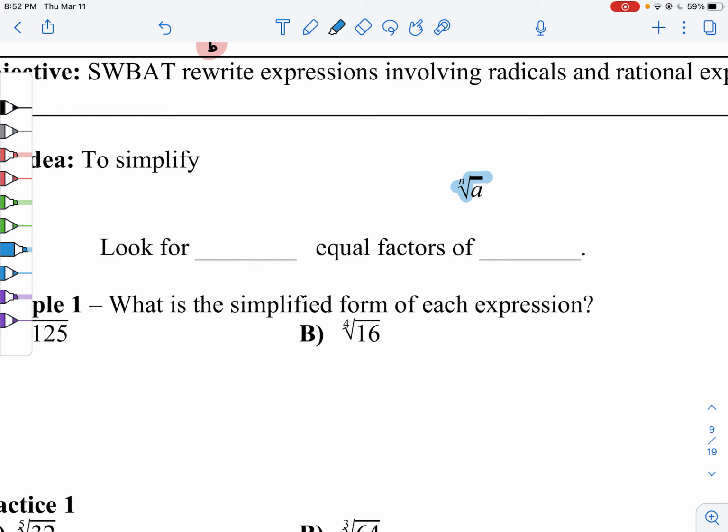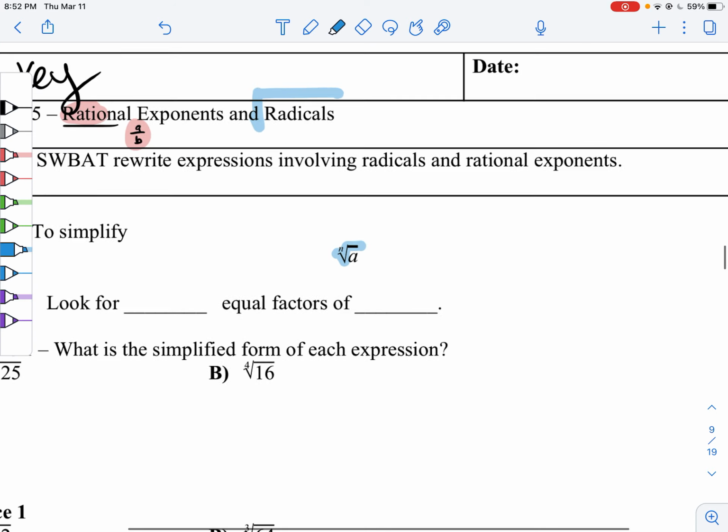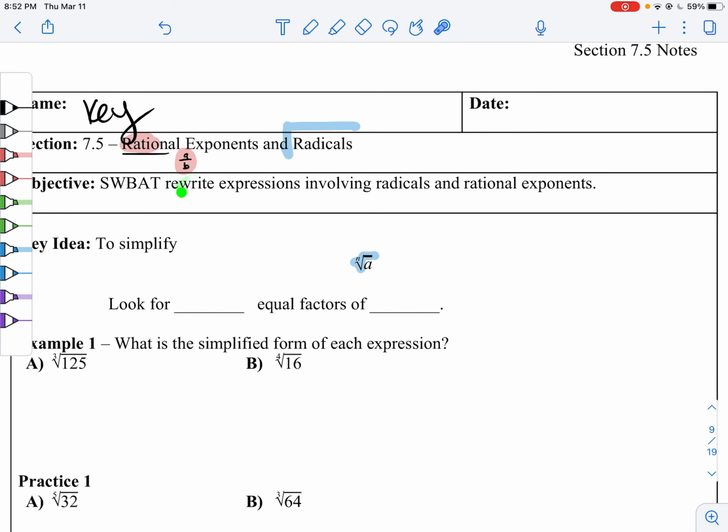Goal: by the end of the day, you'll be able to rewrite expressions involving radicals and rational exponents. Okay, so let's just jump right in.